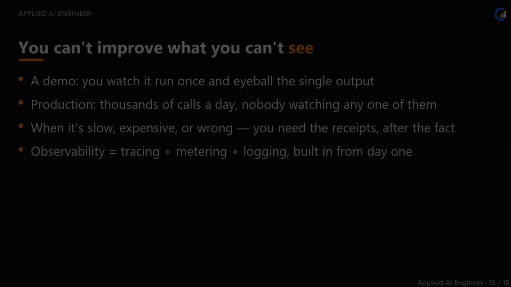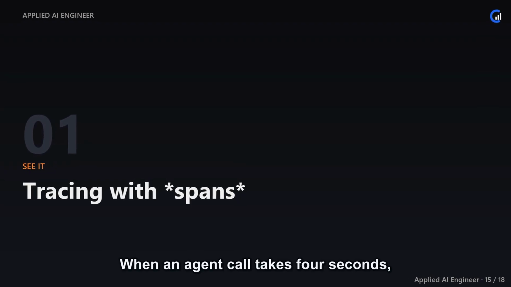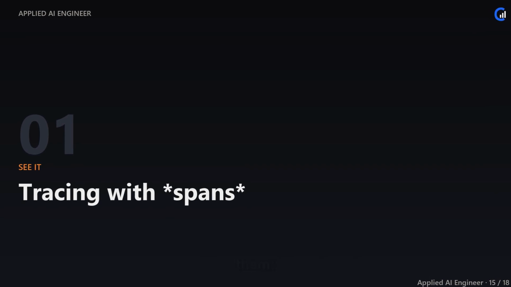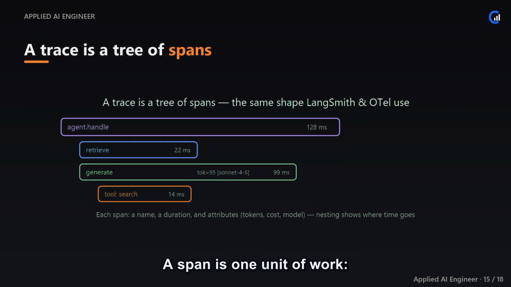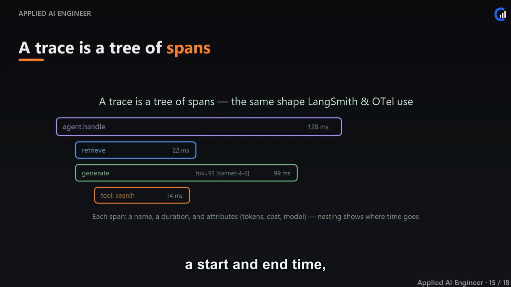incident. When an agent call takes 4 seconds, you need to know which step ate them: retrieval, the model, a tool. The answer is a trace, and a trace is just a tree of spans. A span is one unit of work, a name, a start and end time, and some attributes like tokens, cost, or model. Spans nest. The agent span contains a retrieve span and a generate span. The generate span might contain a tool call. Render that tree and you instantly see where the time went.